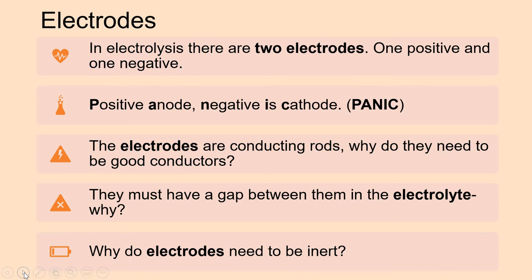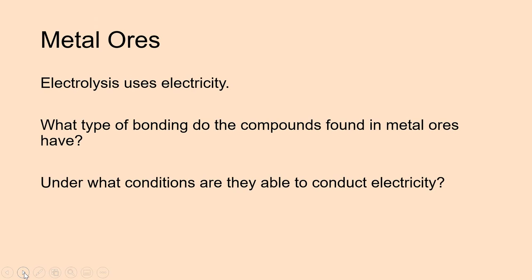We said there had to be a gap between them in the electrolyte to prevent the circuit from short-circuiting and to make sure the electricity actually passes through the electrolyte. We said electrodes are best to be inert so that they do not start reacting and being split themselves. So, electrolysis uses a large amount of energy, and it uses that to split the metal ores.